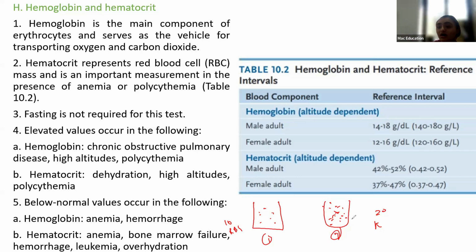What is anemia? Low RBC count? No, low HB. Yes, a decreased level of HB. But why has the HB reduced? Because there is a lack of RBCs. RBCs have decreased in number, so due to that reason the HB is also low. So we can identify the anemia.